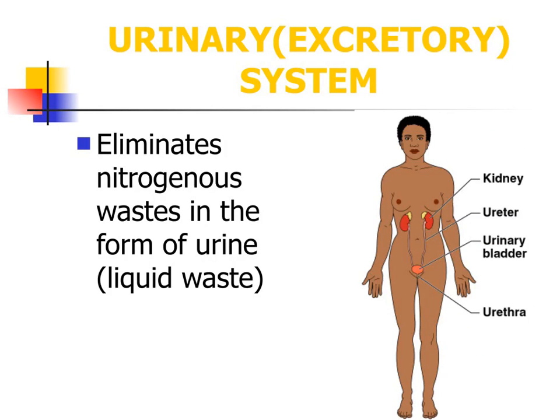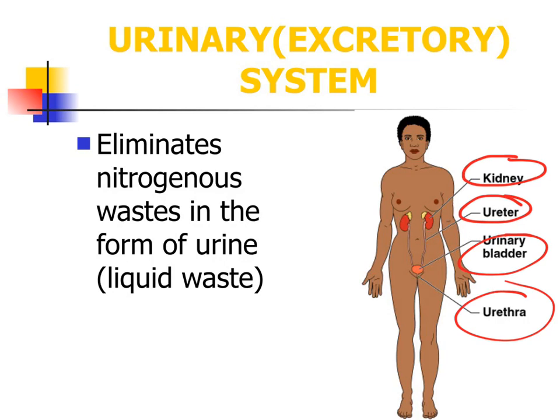The urinary, or excretory, system's job is to filter blood and clean it, and then collect any of the waste material from the blood in the form of urine. They do that in order to get rid of toxic nitrogenous waste and liquid waste, and then eliminate it from the body. The organs that belong to the urinary system are the kidneys, the ureters, the urinary bladder, and the urethra.